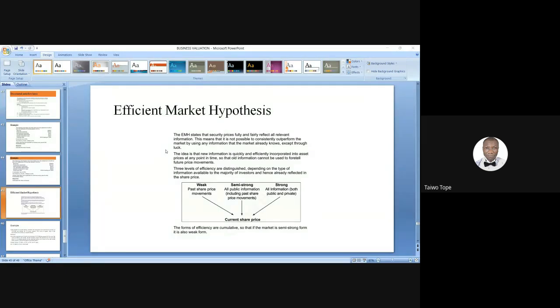So privileged information should not be permitted. Information should be released promptly to the public so that nobody will take advantage of the little information at their disposal. The semi-strong form of market hypothesis says you can use past data and a little bit of new information release to determine what will happen.